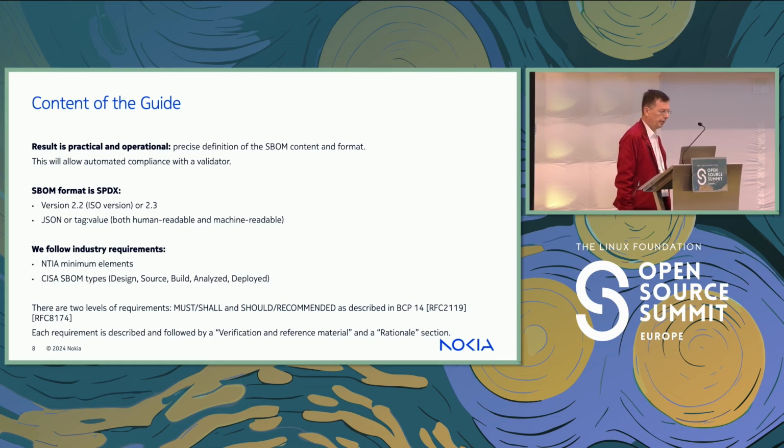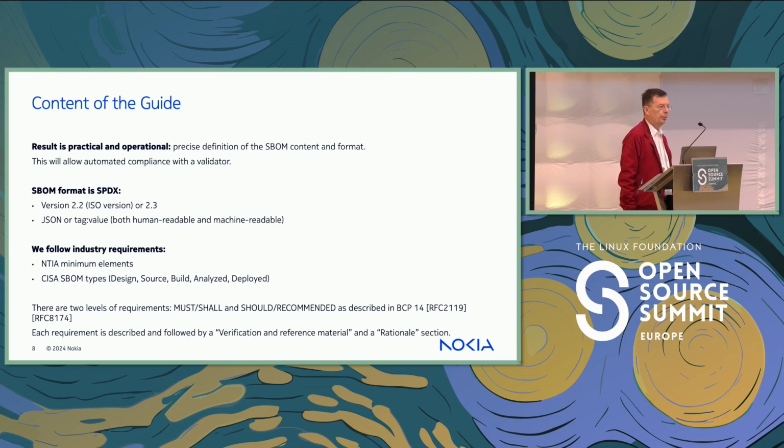So the second thing we have included in our guide is the CISA SBOM types that describe when the SBOM has been generated. You have several keywords available. It might be a design, a source, a build, an analyzed, or a deployed SBOM type.